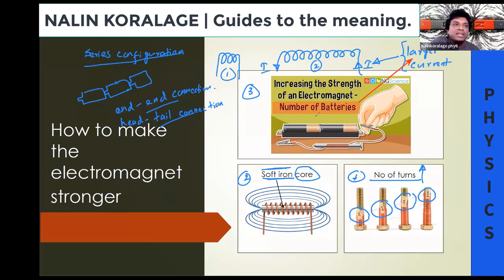So by increasing the number of batteries, what we are expecting is to supply a larger current. By supplying a larger current, we can increase the strength of the magnetic field of the electromagnet. So practically, how are we going to increase the electric current? Just by using a larger number of batteries. That's one practical way of increasing the electric current. Another way of increasing the electric current passing through the coil is to connect the ends of the coil to something called a variable power supply.